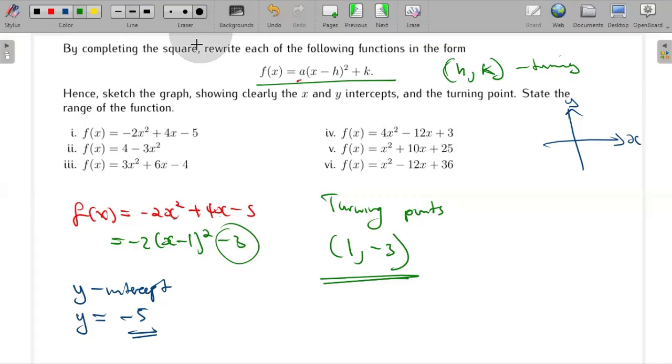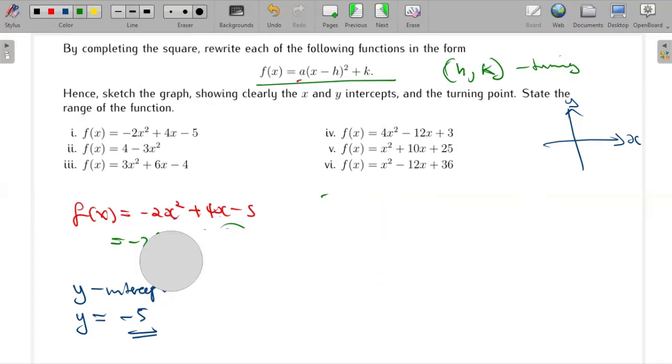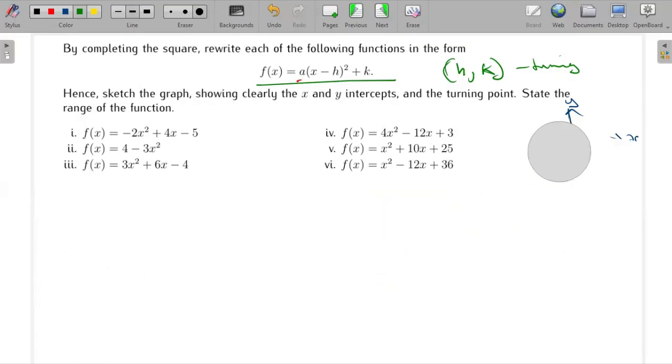Right, since there's no question, that means we are done with this one. We cannot sketch because we have said that they have complex roots. Right, so let us then do number 2, which is like that.